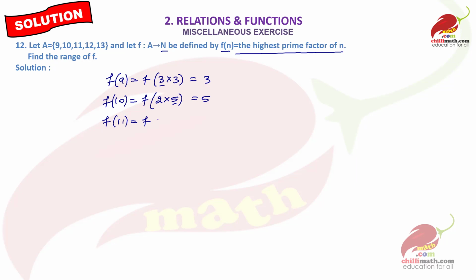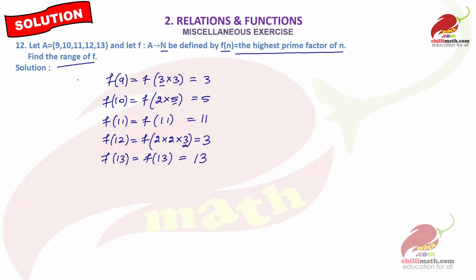F(11). So this is a prime number itself, so this is the highest prime factor of 11. F(12), which we can write as 2 × 2 × 3, so the highest prime factor is 3. F(13), it's again itself a prime number, so this is 13. So what we need to find? Range. So the range of this F is these numbers, the highest prime factors, that is 3, 5, 11, 13. That's your answer.